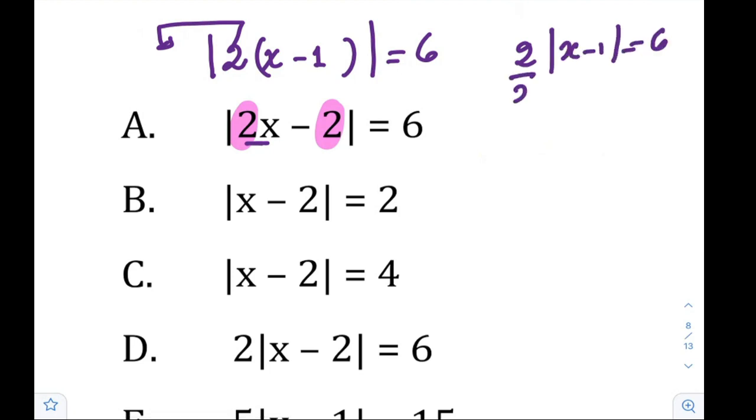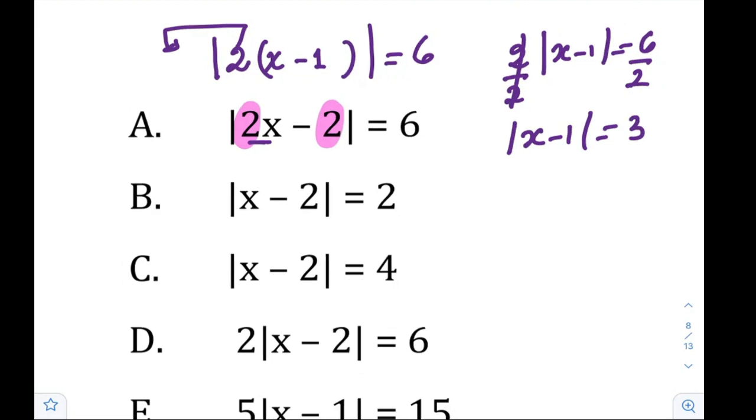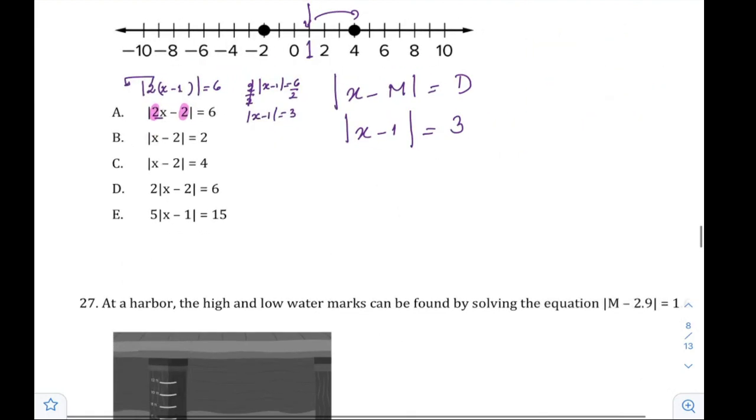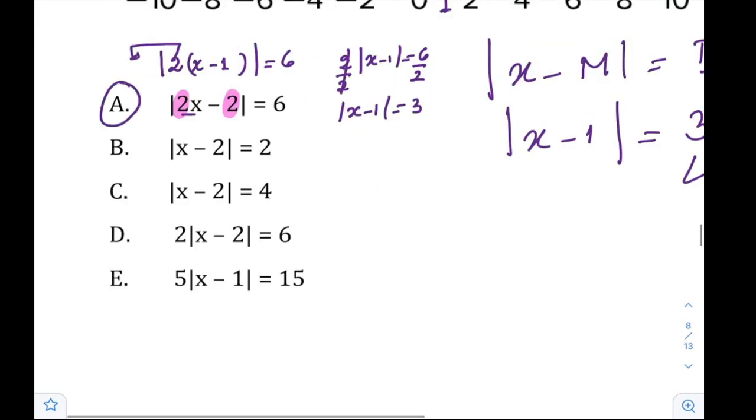To simplify, you divide both sides by 2. And this will be absolute value of x minus 1 is equal to 3. It is the same one as I expected here. So A is one of the correct solutions. Okay. Now, this is wrong, definitely. This is wrong because the distance is wrong, and the midpoint is wrong.